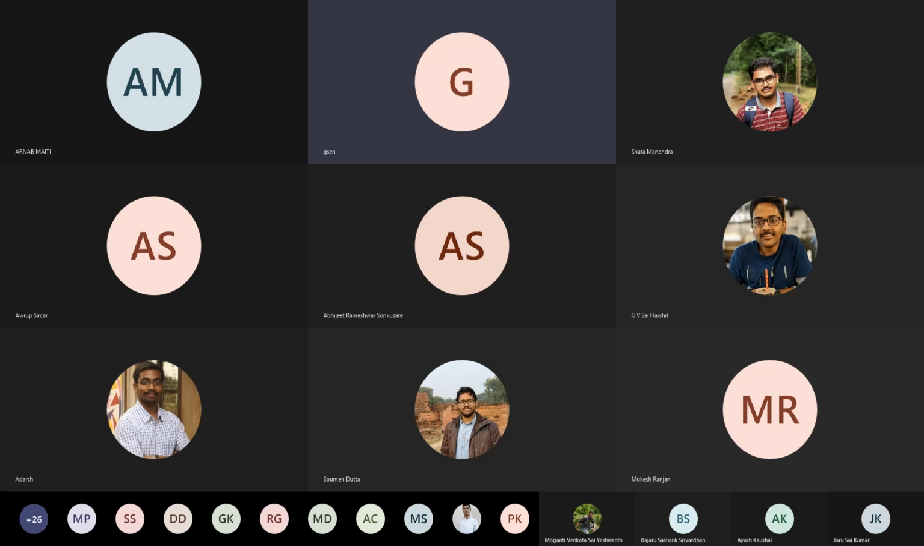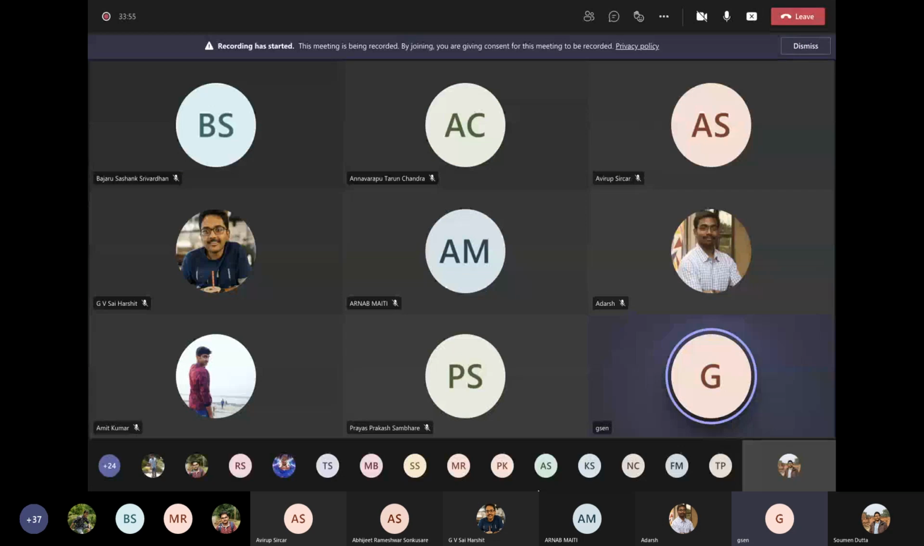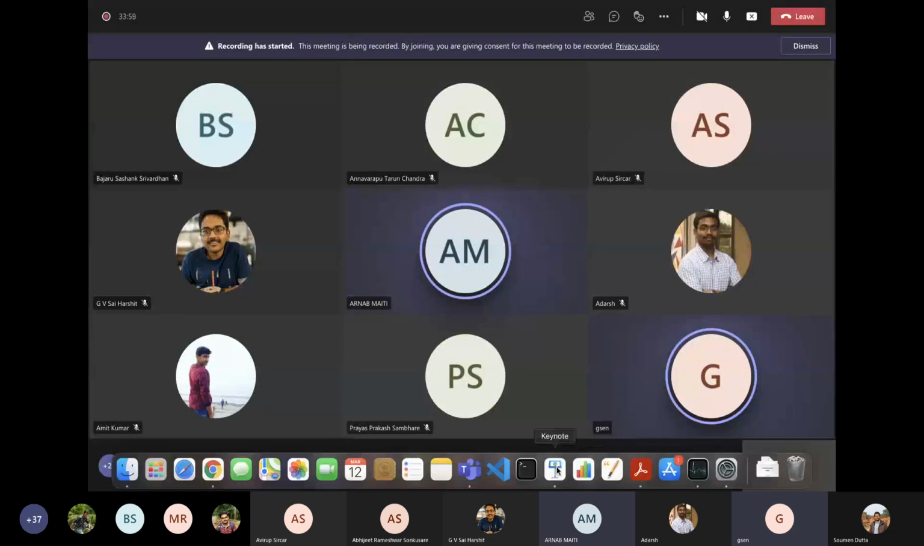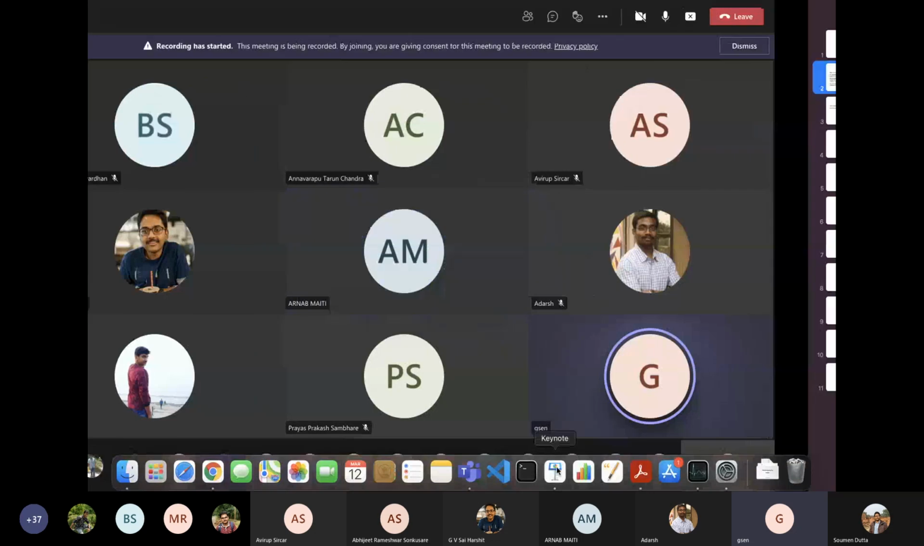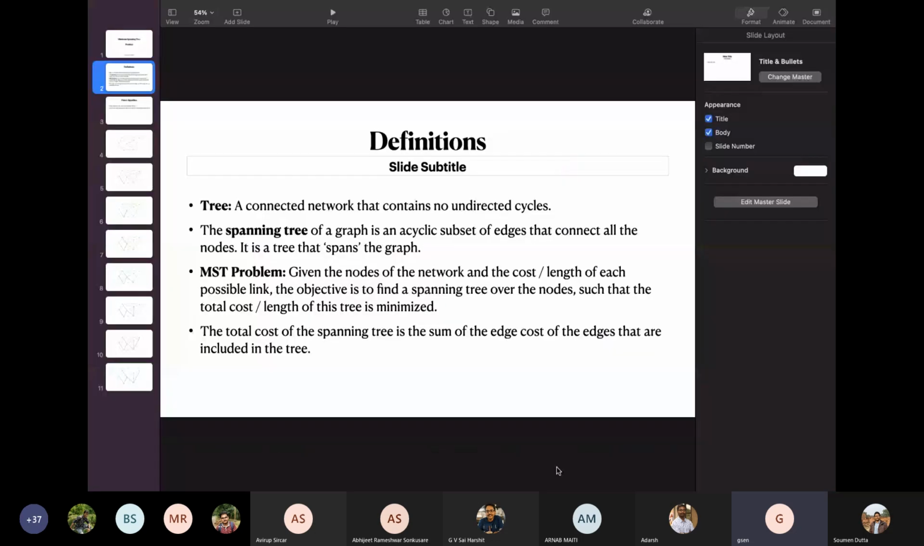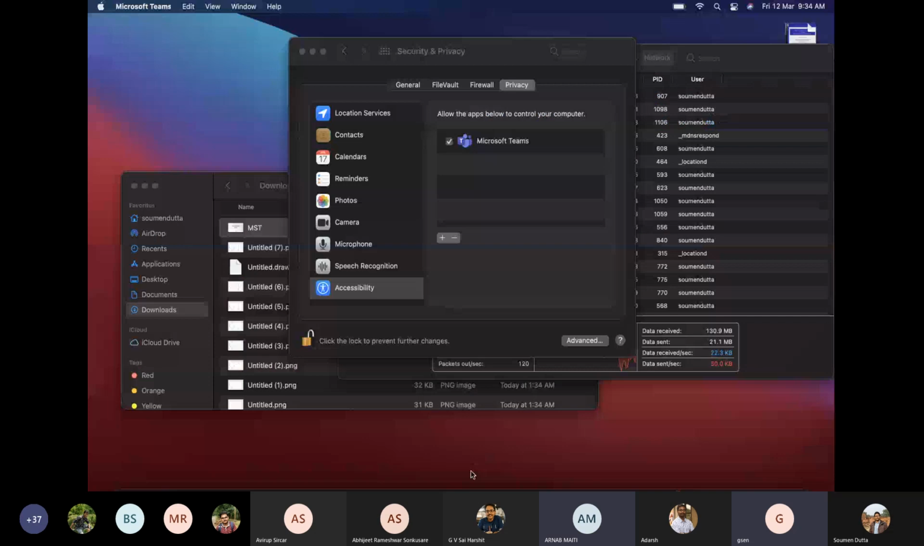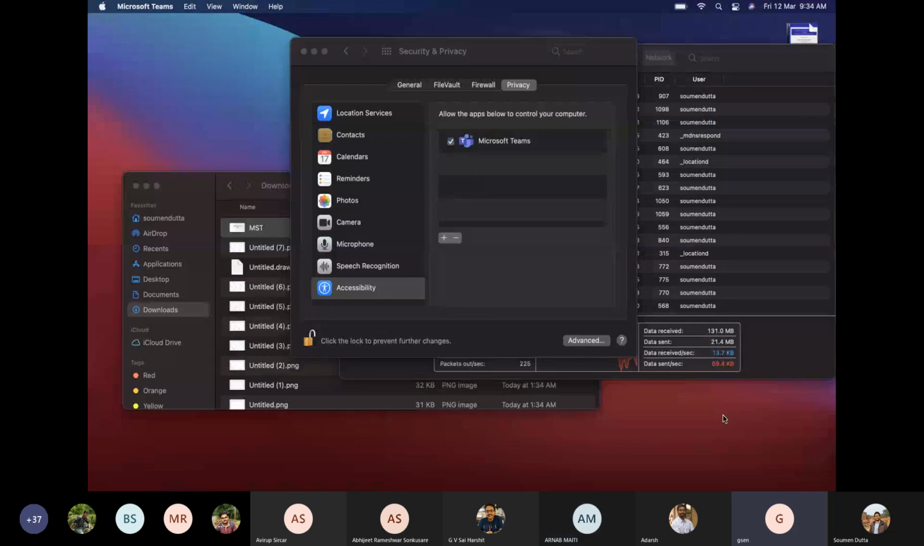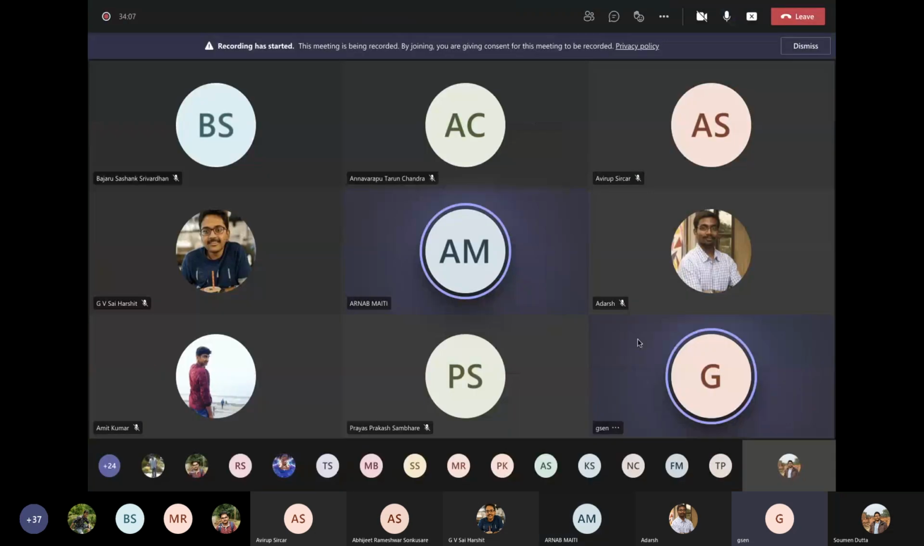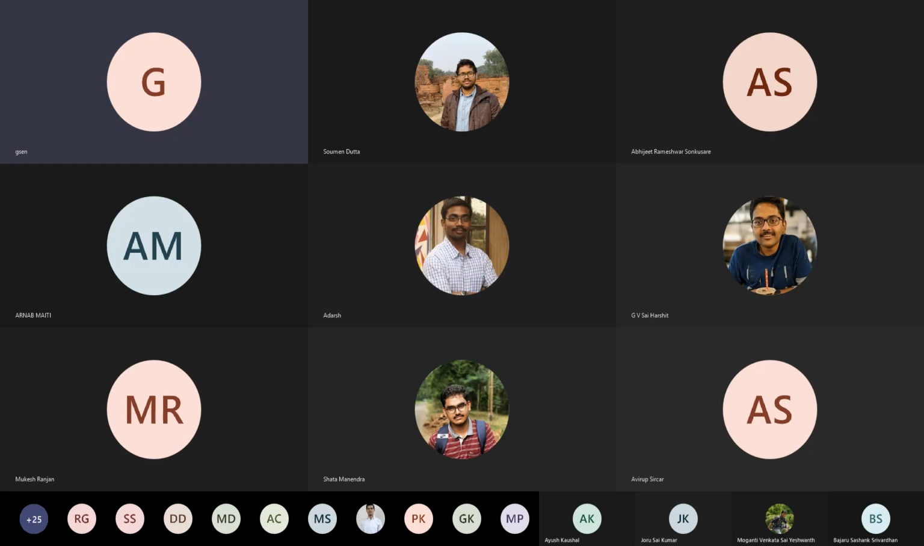Is my screen visible? No, not yet. You do one thing. When you click the share content button, you will see that there is one option, screen 1. Okay. Yes. So you click that and then you come to your PPT.